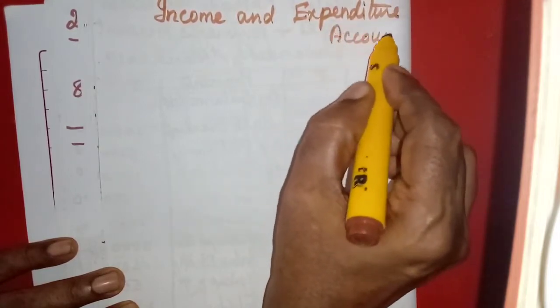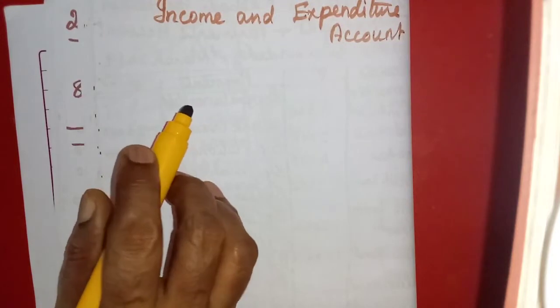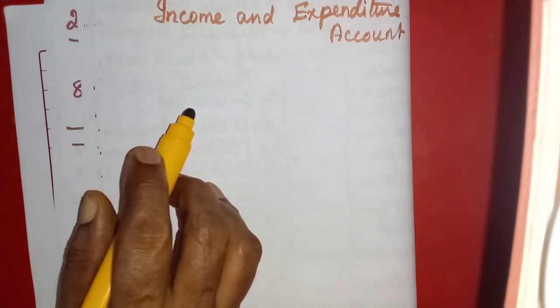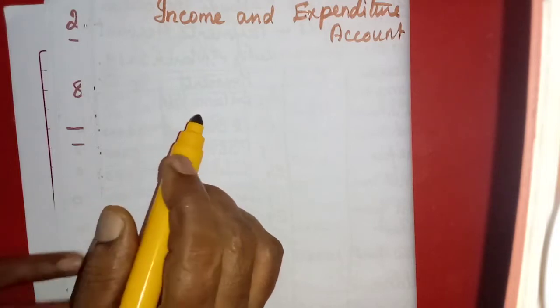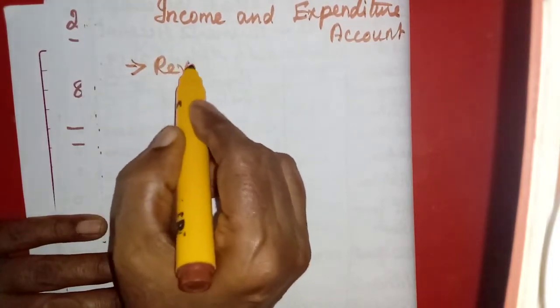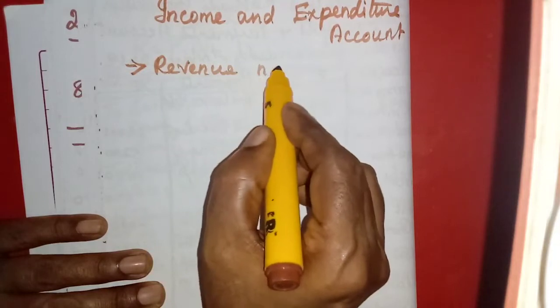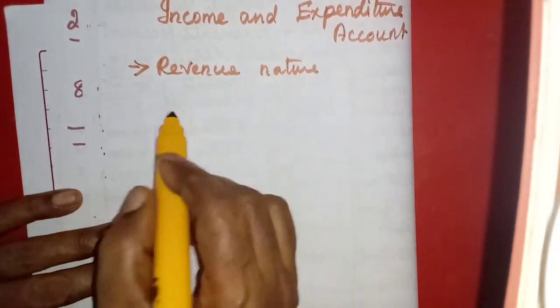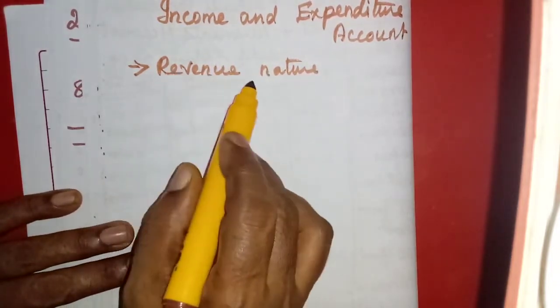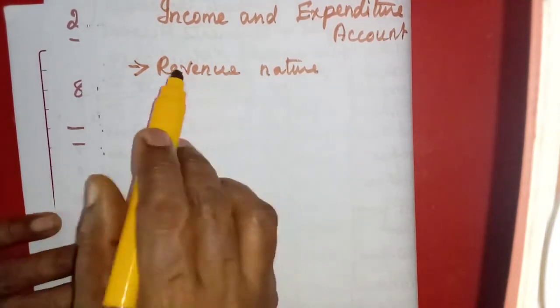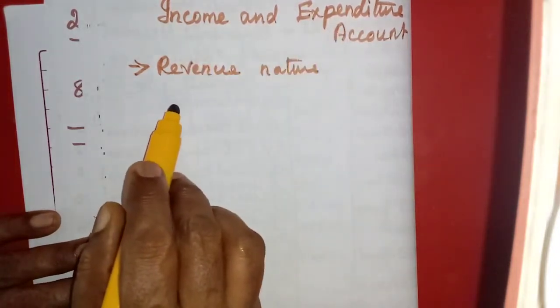Income and expenditure account for the year ended. In the receipts and payments account, irrespective of the nature of the expense, whether capital or revenue, we have entered it. But here only the revenue nature of the receipts and payments must be entered. They are called income and expenditure. Capital nature items will be entered in the balance sheet.